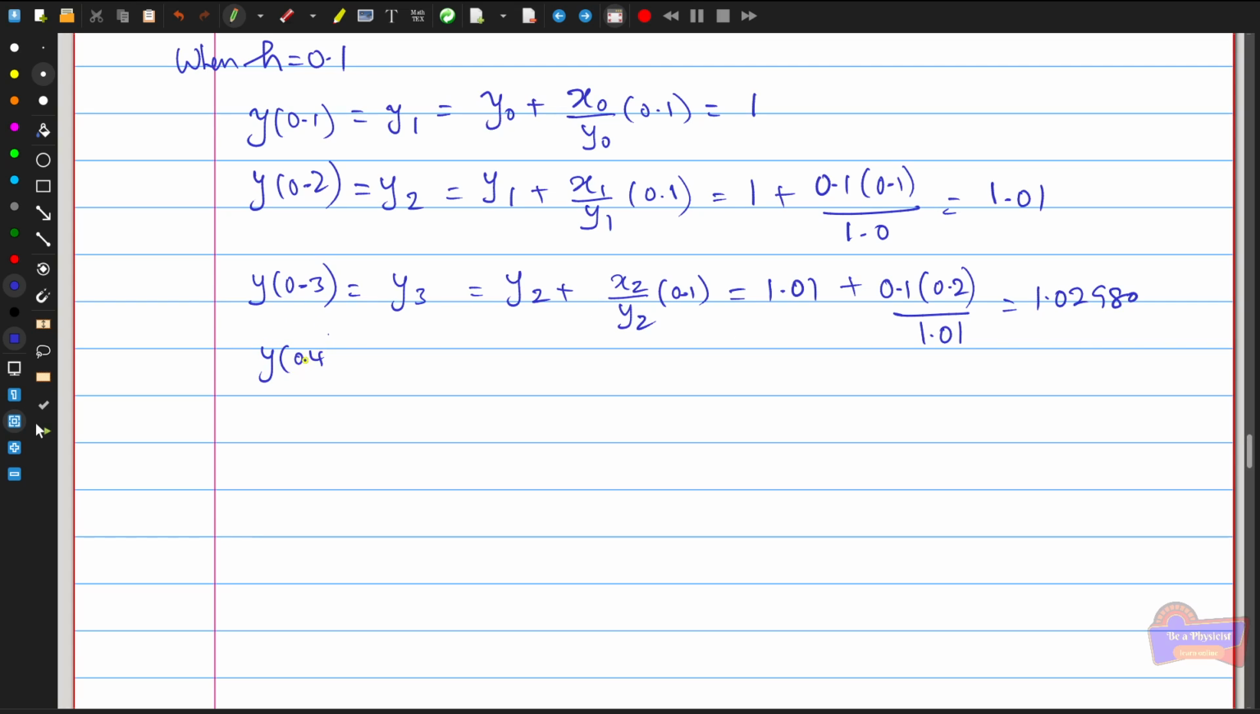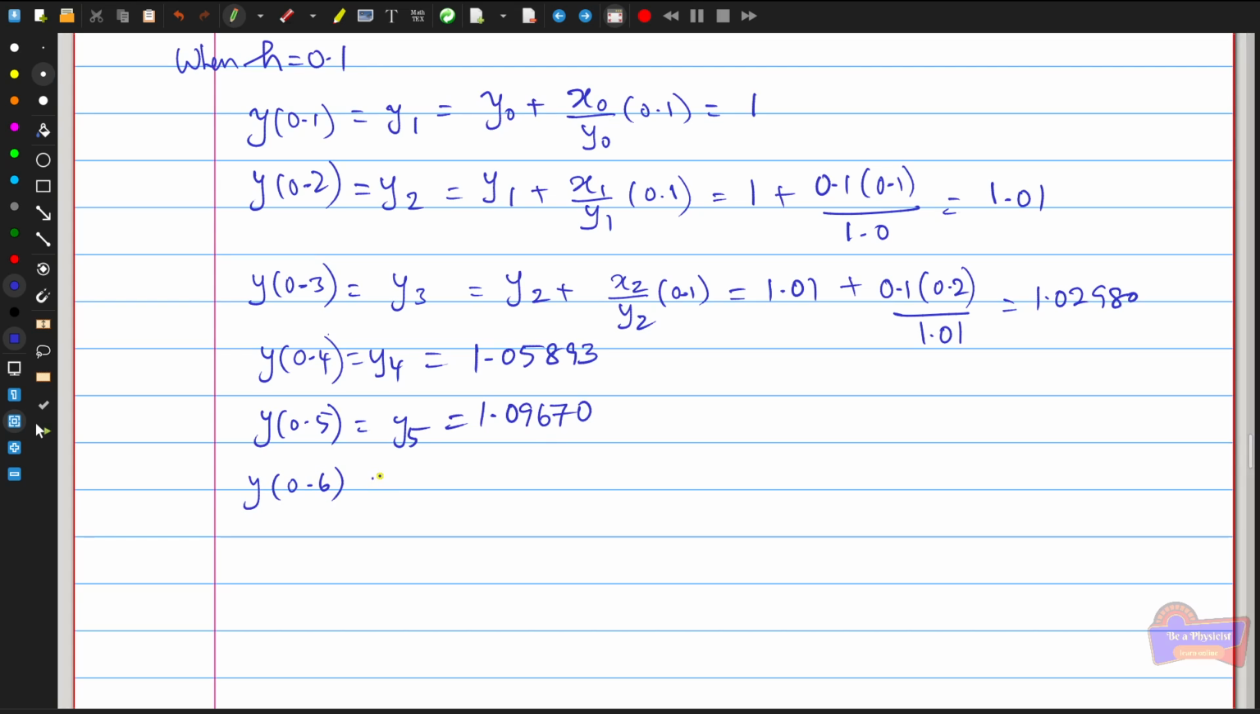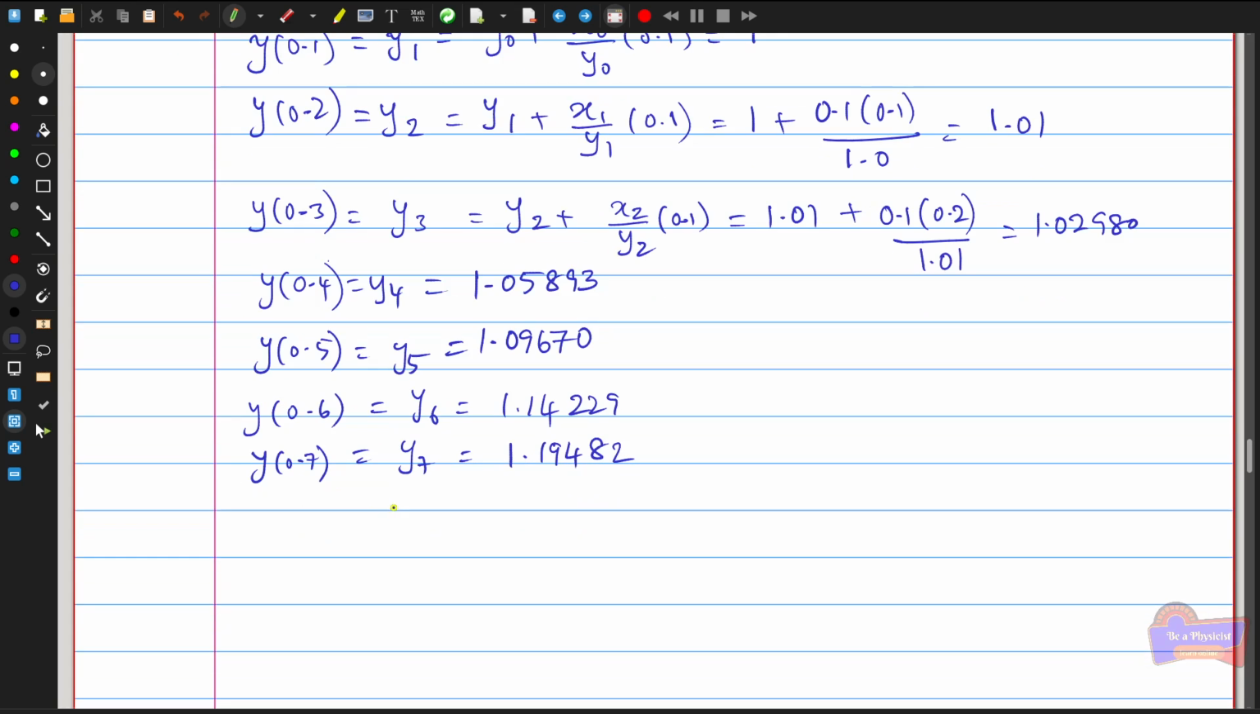Similarly, you can calculate 0.4, that is taken as y4. I am just repeating the same steps, just changing the values of y1, y2, y3 and y4, everything. So the final value at 0.4 is 1.05893, and if you are doing it for 0.5, that means y5, which is equal to 1.09670, and for y of 0.6, the final value is 1.14229, and for y of 0.7, y7, which is equal to 1.199482. So this is the value for 0.7.